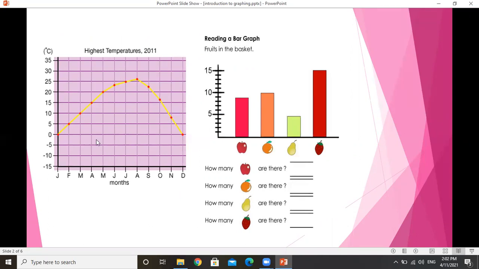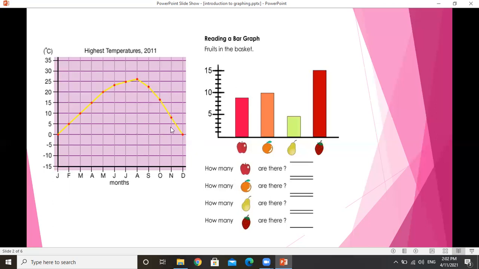Here we have a graph that represents the temperature in each month of the year. And here we have a bar graph that indicates the number of each kind of fruits. You can see these kind of graphs on the TV, representing the weather or the amount of rain in Lebanon.